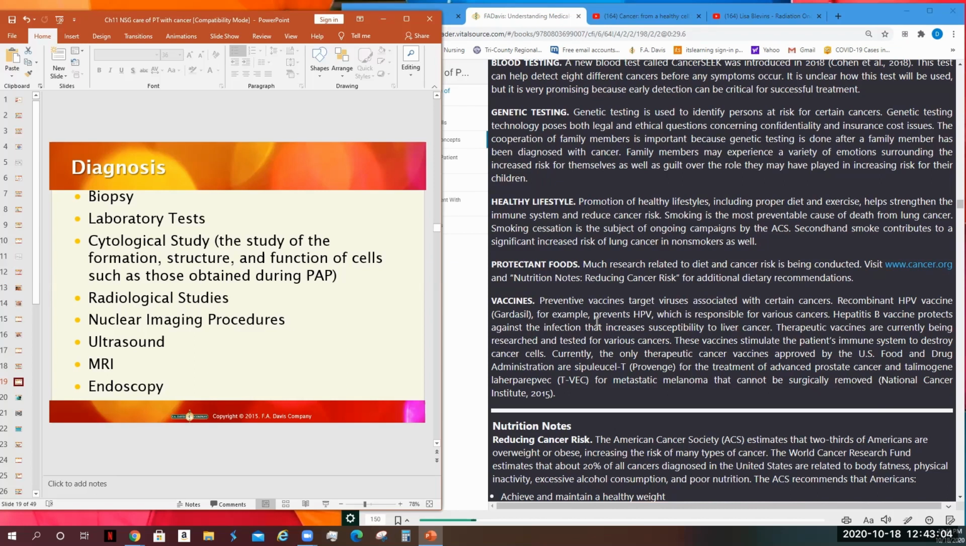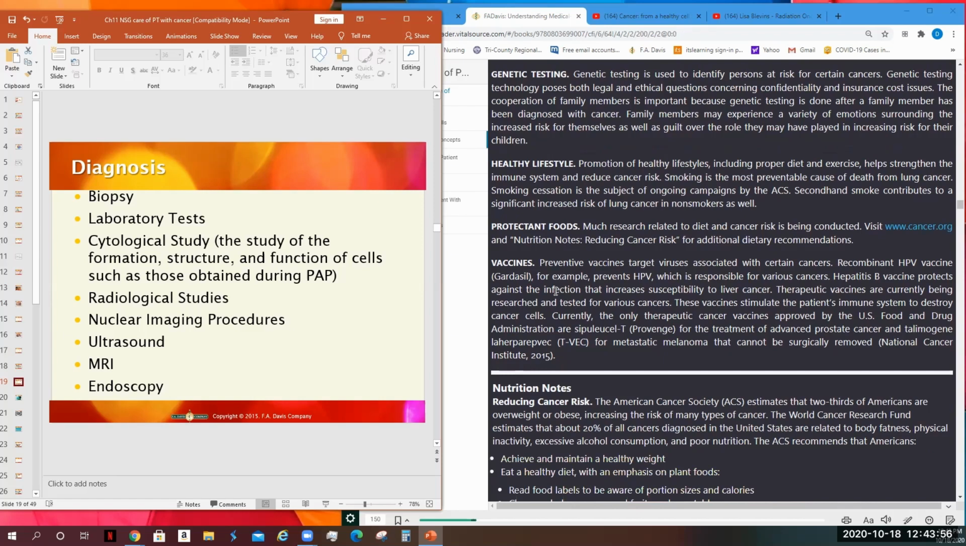Healthy lifestyle. Promotion of healthy lifestyles, including proper diet and exercise, helps strengthen the immune system and reduce cancer risk. Smoking is the most preventable cause of death from lung cancer. Smoking cessation is the subject of ongoing campaigns by the ACS. Secondhand smoke contributes to a significantly increased risk of lung cancer in non-smokers as well. And there's also something called third-hand smoke, which would be the residue that remains from secondhand smoke on walls and items and anything exposed. So that can also be cancerous.